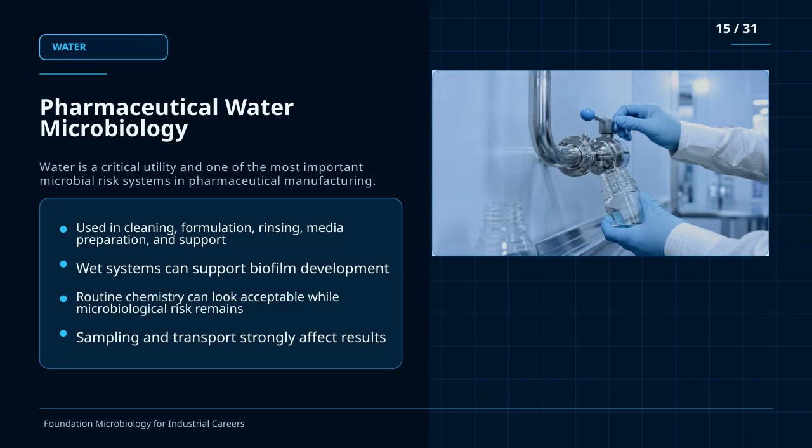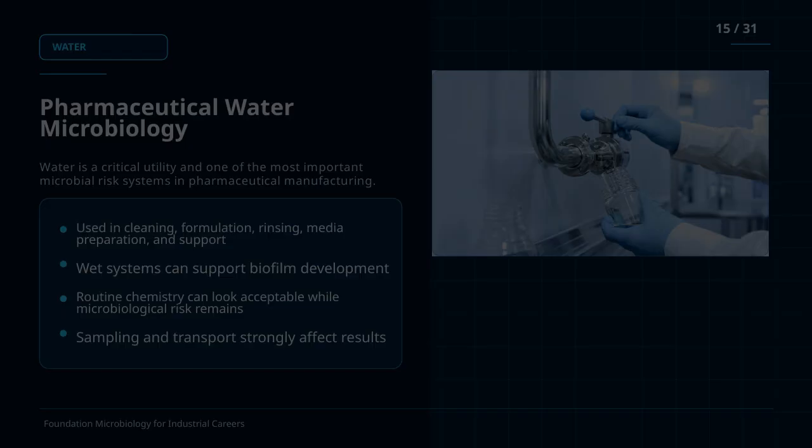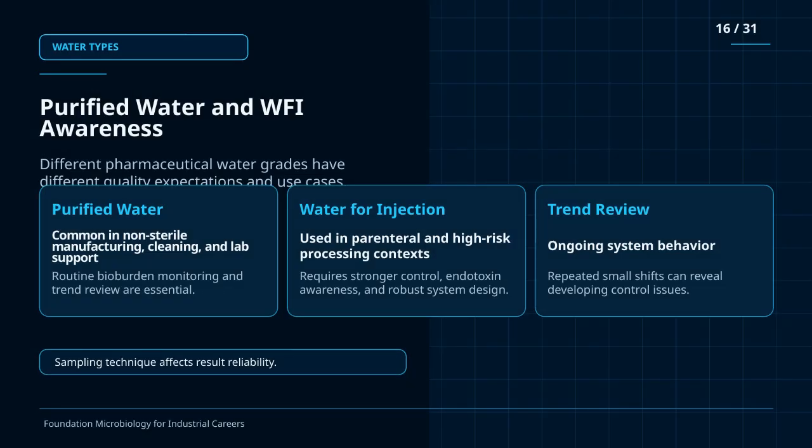Pharmaceutical water is a critical utility used in cleaning, formulation, rinsing, media preparation, and equipment support. Because wet systems can support biofilm, water control depends on sound design, sanitization, routine sampling, and trend evaluation. Purified water and water for injection have different uses and different control expectations. Water quality should never be judged from one isolated result. It is maintained through system design, monitoring, maintenance, sampling discipline, and trend interpretation.